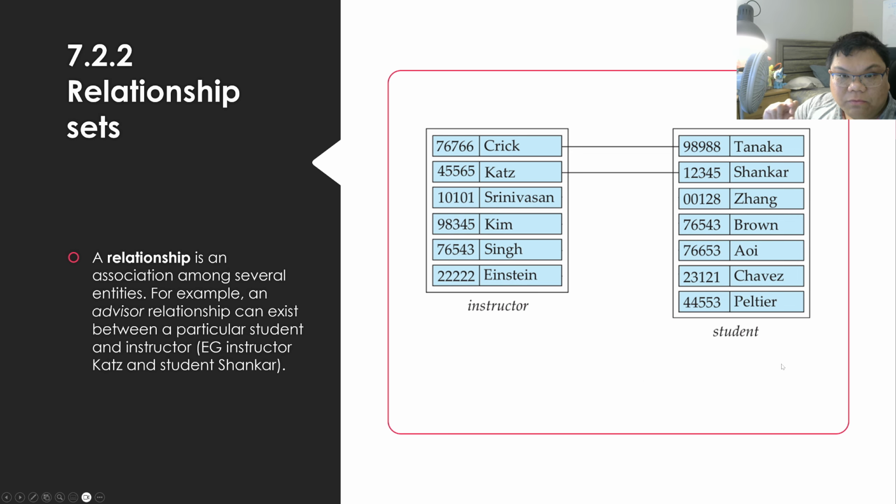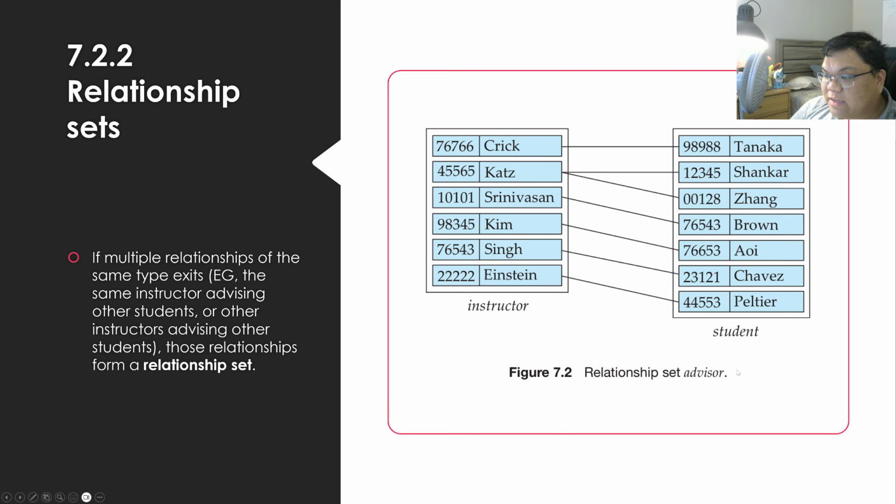We can form relationships between any two entity sets if they interact with one another in any way. For example, we can form relationships between instructor and student if instructors are advisors to students. If we have multiple instances of the same relationship, we call that a relationship set.